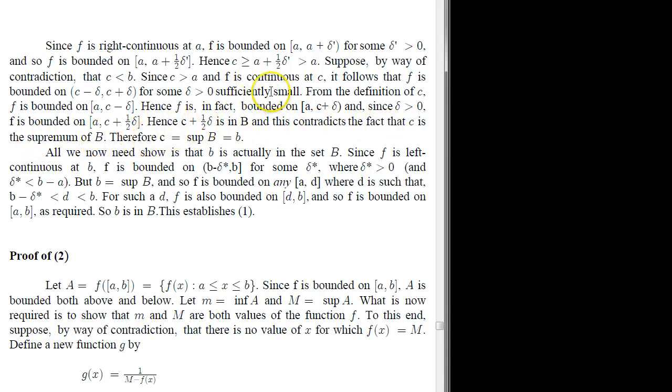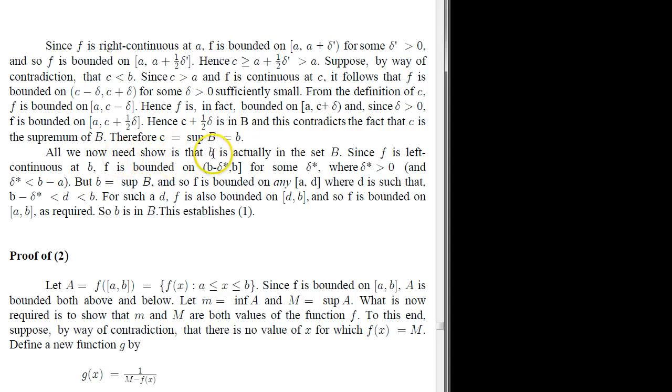Therefore, our original assumption up here, supposed by way of contradiction that C is less than B, must be false. So we can only conclude then that C must equal B. So C is equal to B, and C of course is the supremum of B. So we've got the first part of what we wanted.